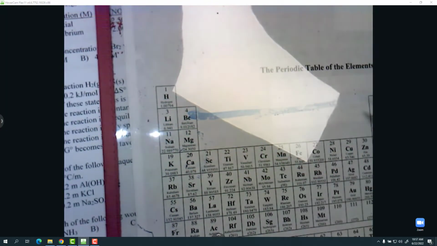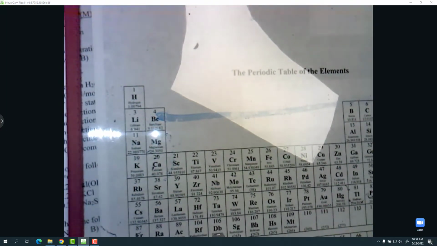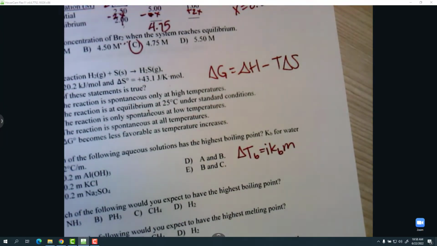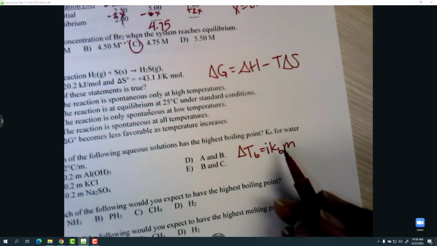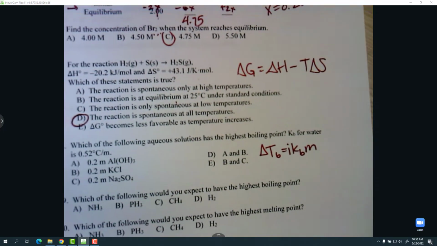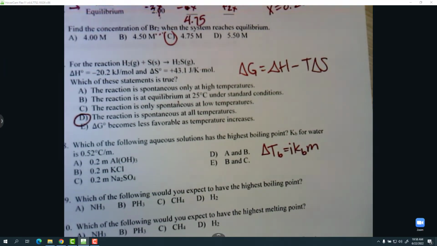All right, here we go. So I've got sodium, I've got potassium, I've got aluminum over here. So all of those are metals. And if I have metals, that's an ionic compound. And so that means I should incorporate the i. So let's figure out what the i is. And it seems like whichever one has the biggest i is going to make the biggest change in boiling point.